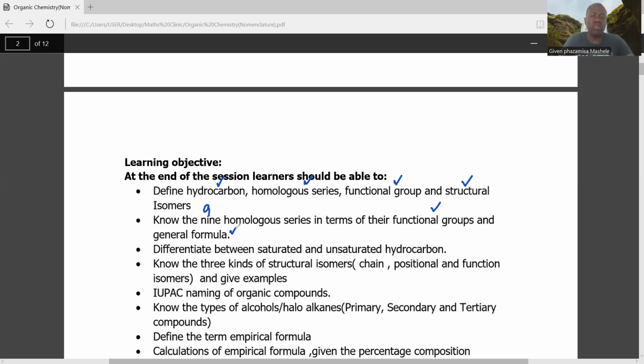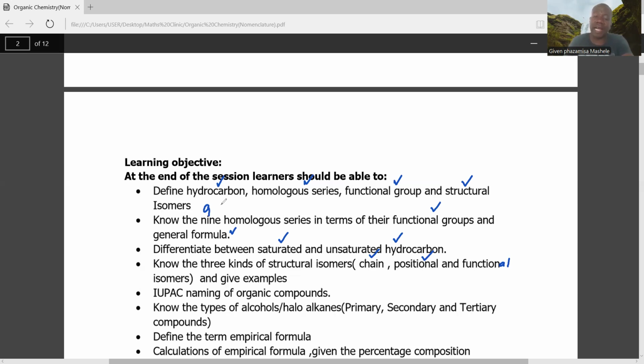Right. Again, you need to be able to differentiate between organic compounds that are saturated and those that are unsaturated. And you must be able to know the 3 kinds of structural isomers we're going to talk about, which are chain isomer, positional isomer, and functional isomer, and also give their examples. Then you need to be able to name organic compounds using the IUPAC system, or IUPAC naming, which stands for International Union of Pure and Applied Chemistry.